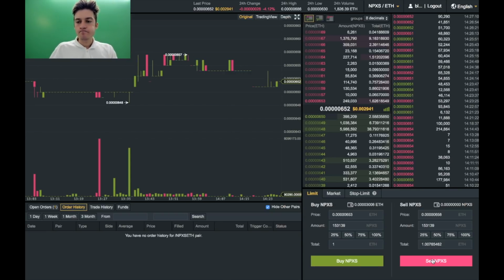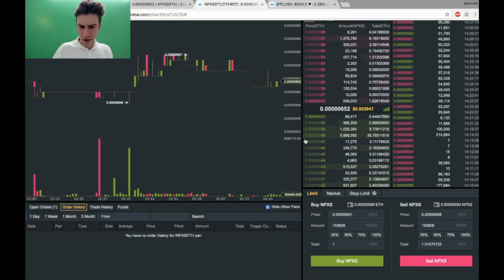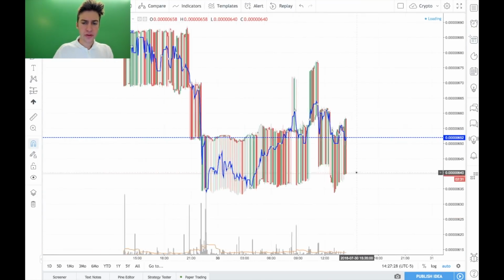Yeah. Or we could even try to bid at 651 and try to front run that guy, spend the 1 ETH, we get 153,609. Then we would get a 1.07% profit if our 651 got filled here, and price just climbed back up to parity as it does here.